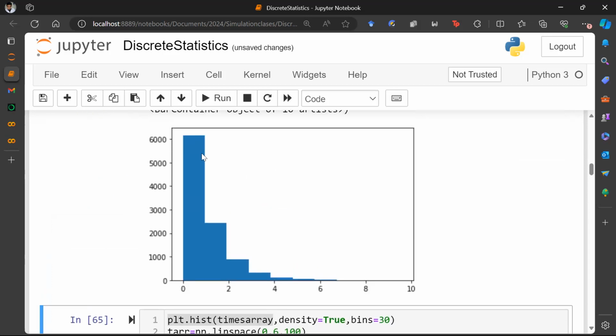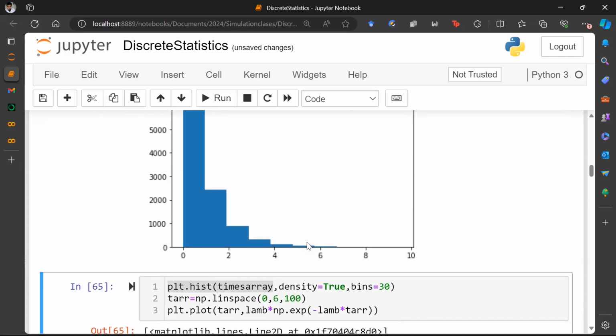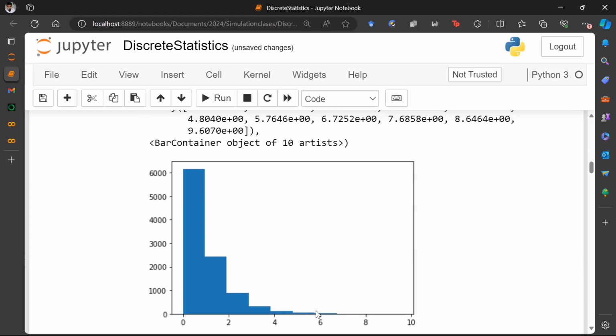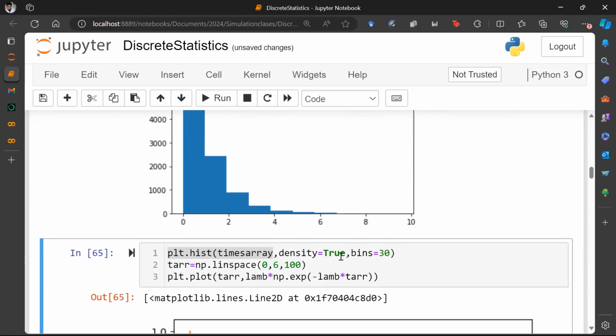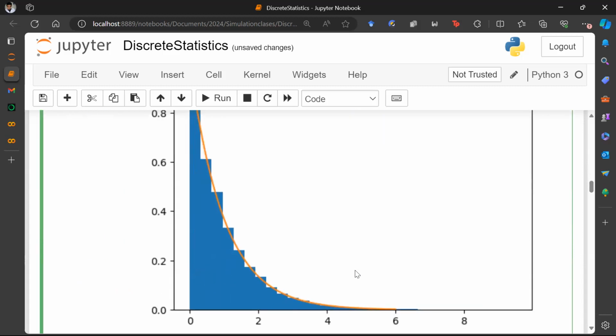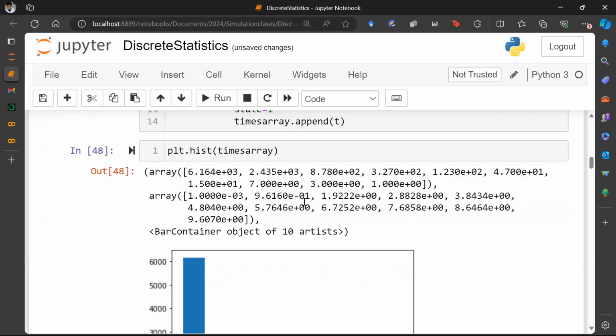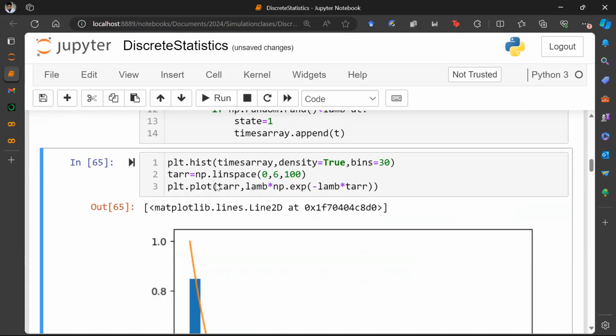Just this gives you a basic plot. But I need the integral of this distribution to give you 1, so I use density equal to true. And the number of bins, bins is the number of columns that this histogram has. In this case, I selected 30. And I will compare this with the exponential distribution.